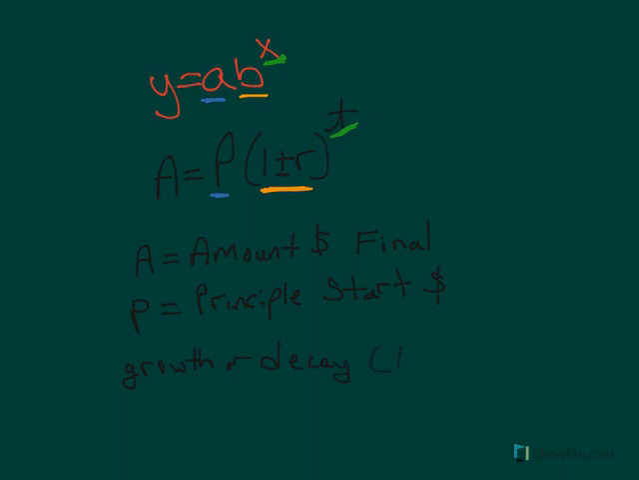So that's the 1 plus or minus R, and T is standing in for time. Alright, so knowing all that, let's go ahead and try some of the word problems that you are going to see on IXL.com, Algebra 1, Module X.5.